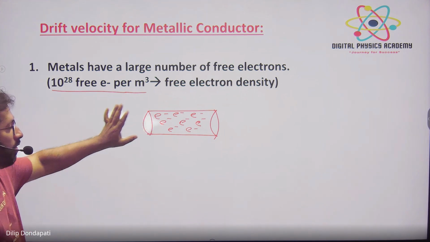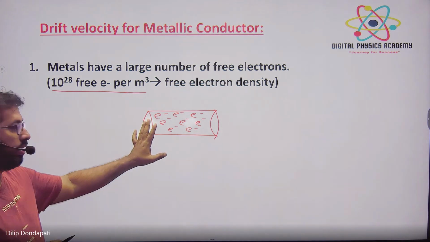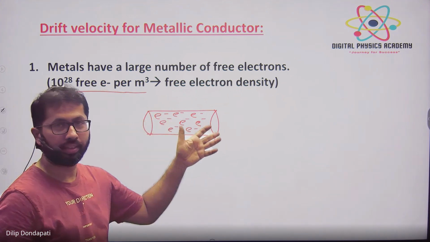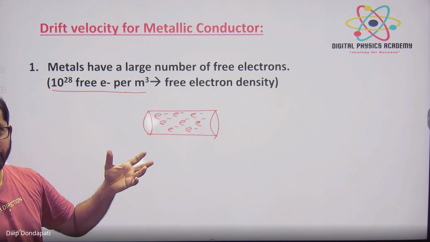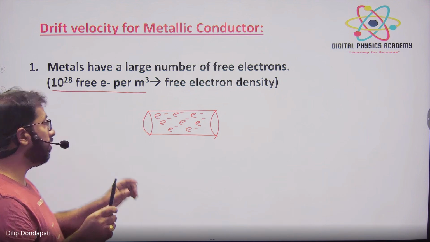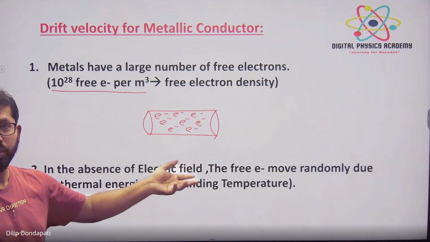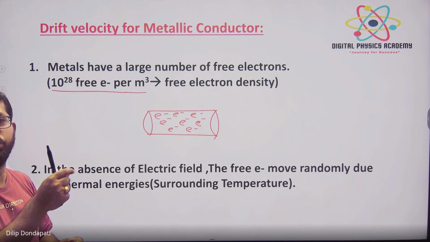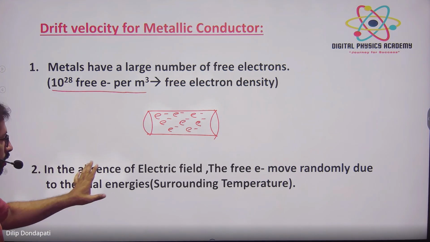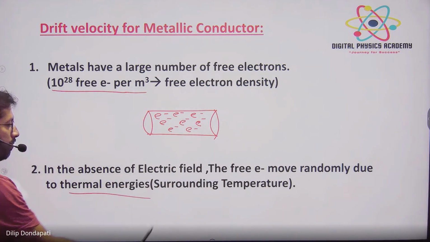In the absence of electric field, meaning I am not applying any potential difference, the charges are in motion because of surrounding temperature. Because of surrounding temperature, it gains energy and starts moving. We studied in the kinetic theory of gases that temperature is nothing but kinetic energy. More the temperature, more the kinetic energy of the electrons moving. So in the absence of electric field, the free electrons move randomly due to thermal energies.